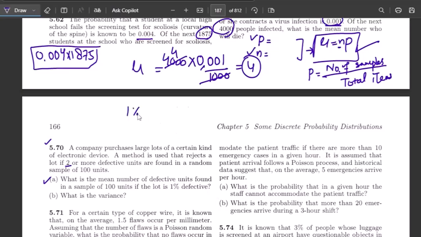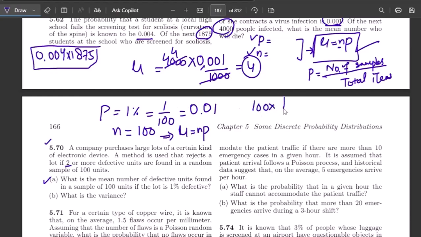Here this 1% is the probability, and I can find it as 1 by 100, which is 0.01. The number of items here is n, which is 100. So mu is equal to np. n is 100, p is 0.01, so multiplying 100 with 1 by 100, it will be 1. Similarly, for the variance in the case of the Poisson distribution, the mean is equal to sigma squared, so the value of the variance will remain the same.